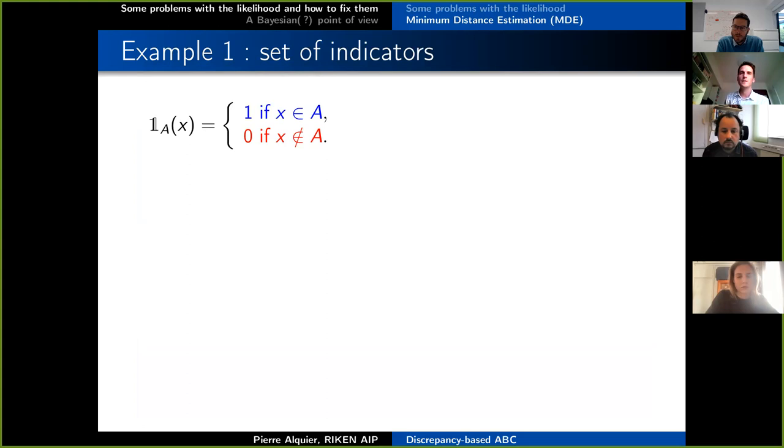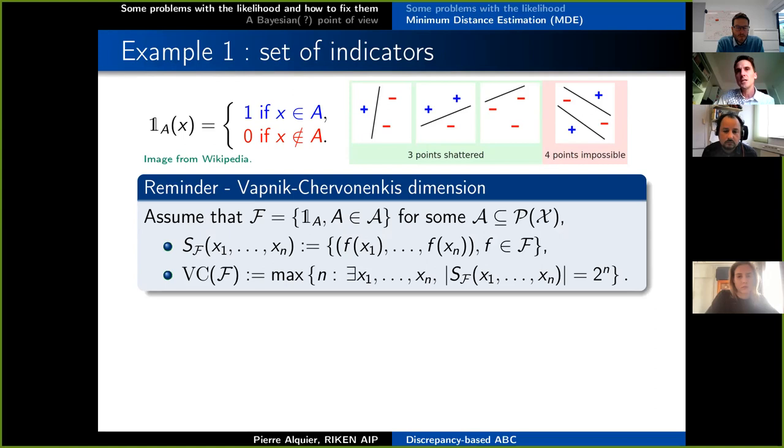And it appears that in this case, you can use a quantity known as the Vapnik-Chervonenkis dimension of the family F. So the formal definition is written here. I don't want to go through this, but I will instead comment on the picture above.